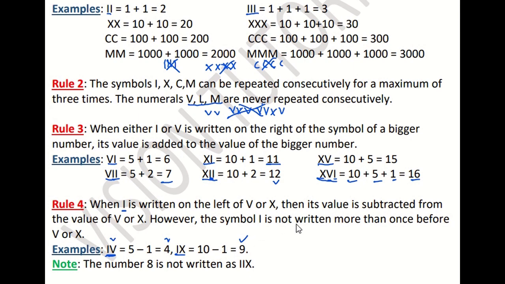Since it cannot be repeated more than one time, okay, especially in case of rule number 4, like we need to write it before V or before X, but we cannot write it like this, double I times V or double I times X. We cannot write this. Okay, so repetition is not allowed in case of rule number 4. See, the number 8 is not written as 2 times I X. Clear?